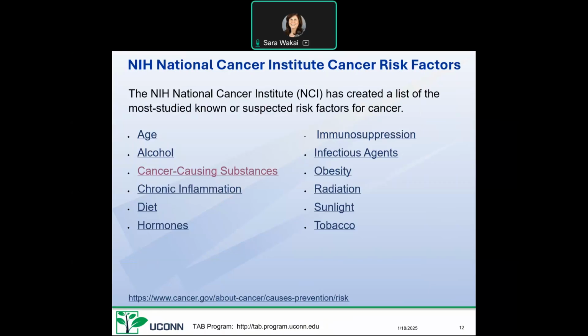The World Health Organization suggests protective factors that may reduce one's chances of developing cancer, including not using tobacco, having a healthy diet, being active, and preventing infections that may cause cancer. The NIH National Cancer Institute, also referred to as NCI, has created a list of the most studied, known, or suspected risk factors for cancer.